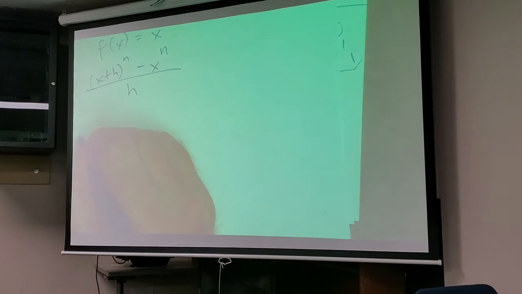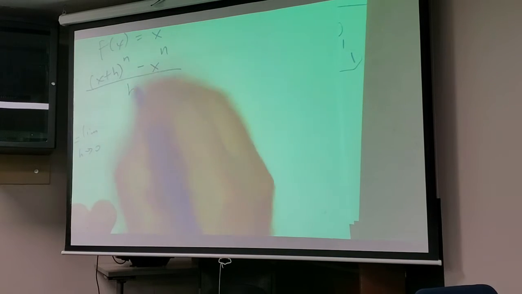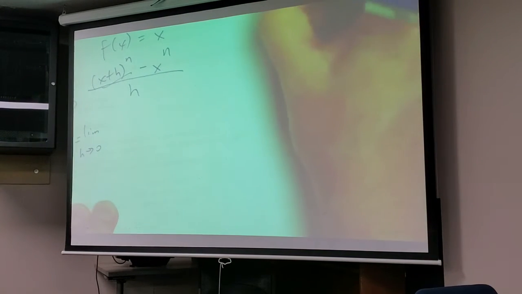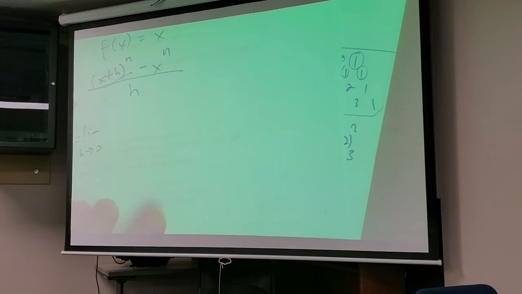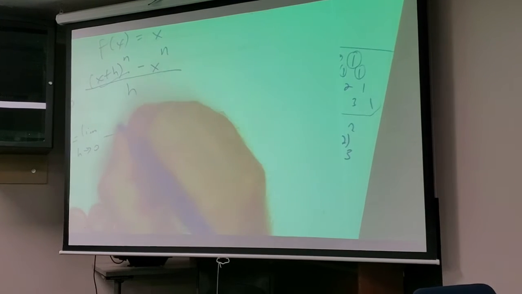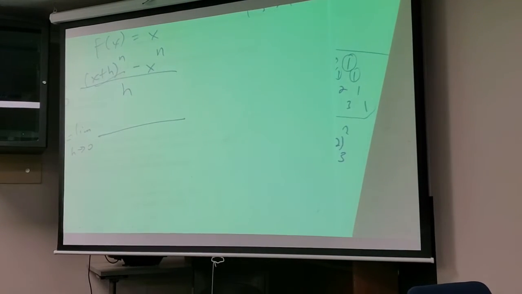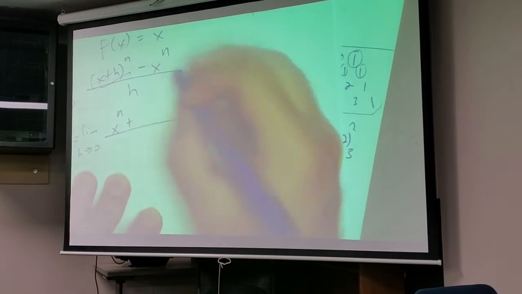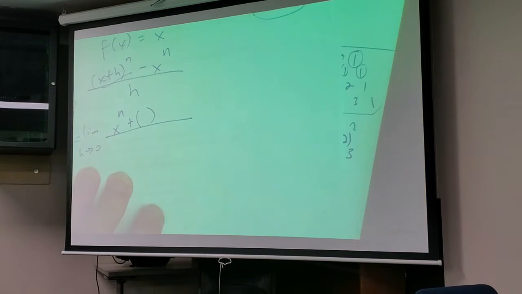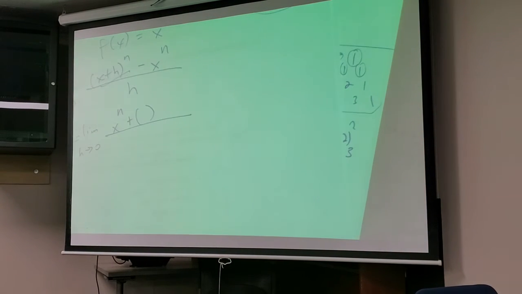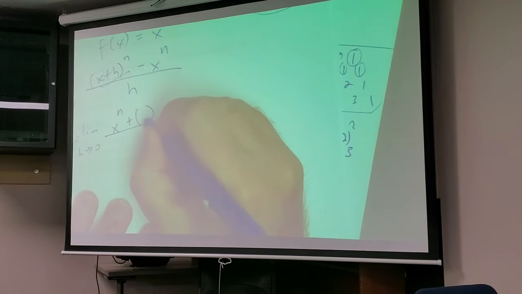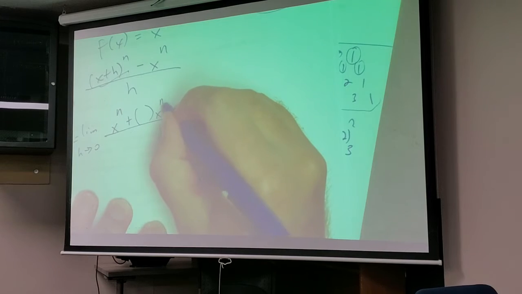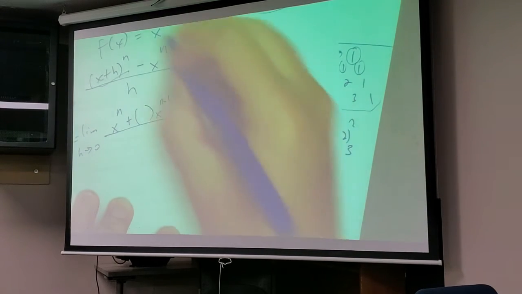Let's see if I can tunnel through this. Wouldn't this then be, I have no idea where I am in here, because it's an nth power. I'm anywhere. But I know it's going to start off with x to the n, plus some number. Wherever I am in there, it's going to be that coefficient. You with me? One less x, and then an h.